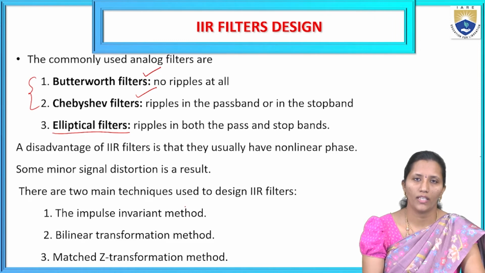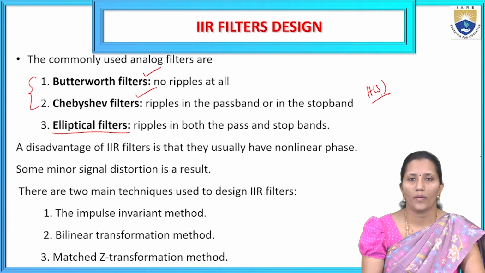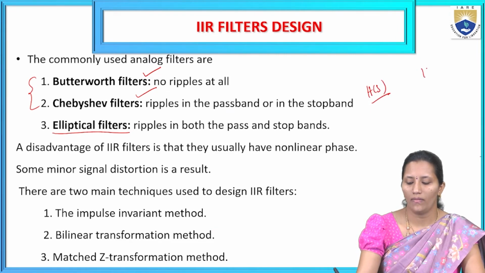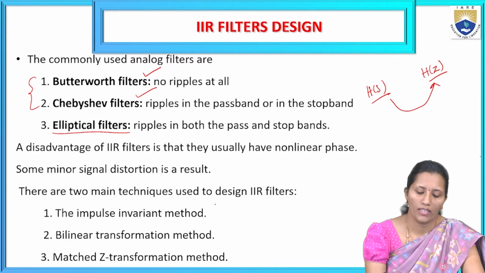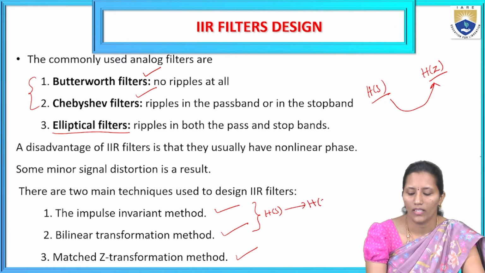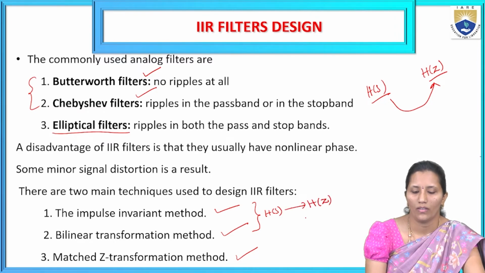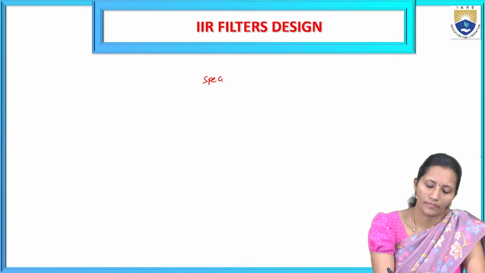And then, to convert that analog filter transfer function into a digital filter, we are going to find out only H of S from the specification. Our aim is the digital filter transfer function H of Z. To convert H of S into H of Z, the methods are the impulse invariant method, bilinear transformation method and matched Z transform method. In our syllabus, we have the impulse invariant method and bilinear transformation method to convert the analog filter transfer function into digital filter transfer function.